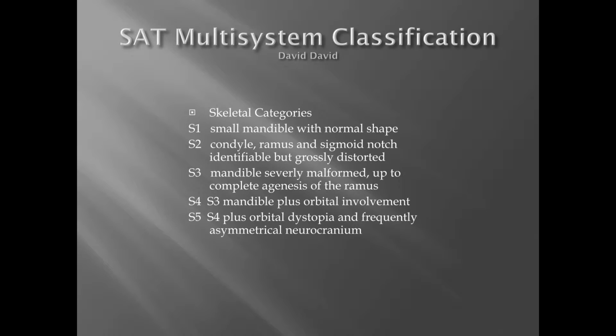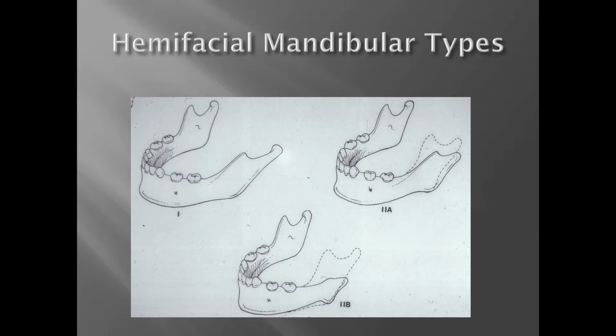One of the most comprehensive analysis systems is the SAT system by David, which has S qualifying the mandible condition and various classifications from 1 to 5, as you can see here. The most severe involving not only the mandible, but orbital component in the maxilla or the upper jaw also. The jaw condition typically, as I've said, is broken up into different types.